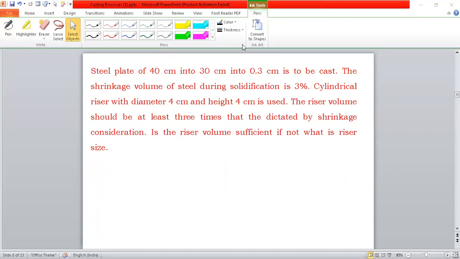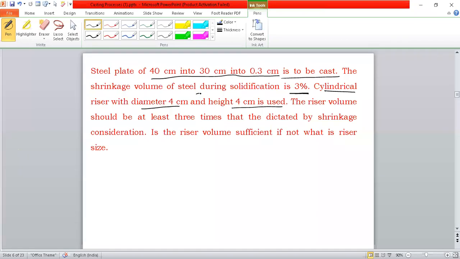One more problem. What is the problem? Steel plate. This is again a riser design problem. A steel plate of 40 centimeter by 30 centimeter size is to be cast. The shrinkage volume of steel during solidification is 3%. A cylindrical riser with diameter 4 centimeter and height 4 centimeter is used.